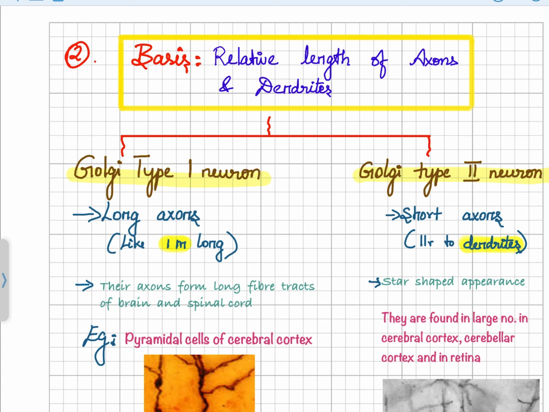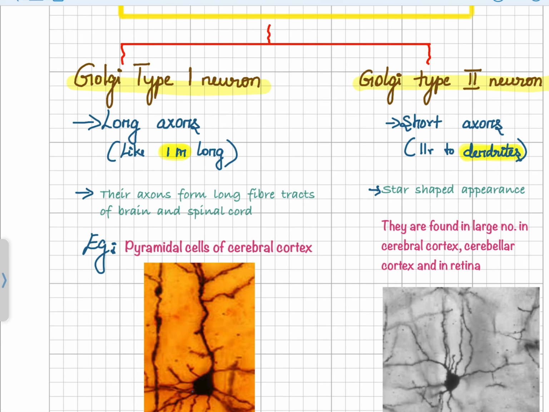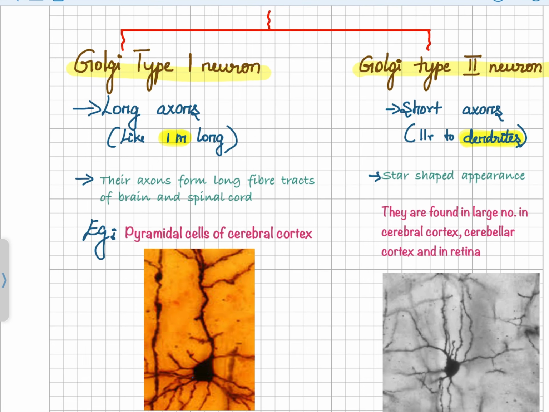The next basis is the relative length of axons and dendrites. We divide them on this basis as Golgi type 1 neurons and Golgi type 2 neurons. The major difference: the axon of type 1 is long, and the axon of type 2 is short. The immediate point that should come to your mind is the length, relative length. We are making a comparison here.